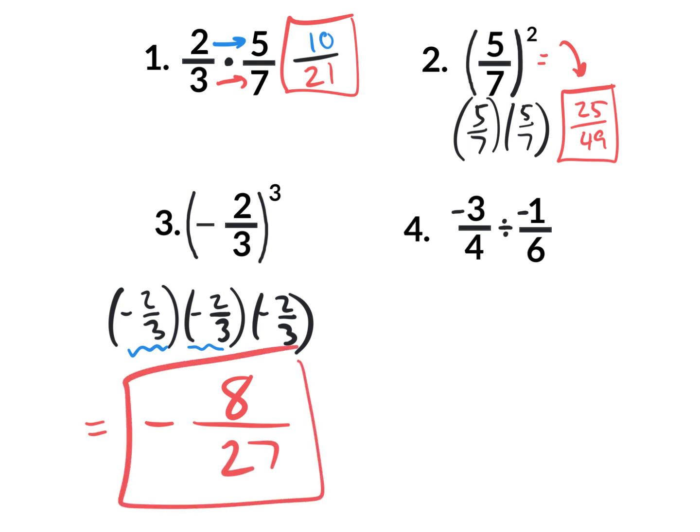Of course, it would be nice if we could reduce it, but we can't, right? We try to reduce by 2. You can't divide both by 2. You can't divide both by 3, so that is reduced. Moving on to number 4.